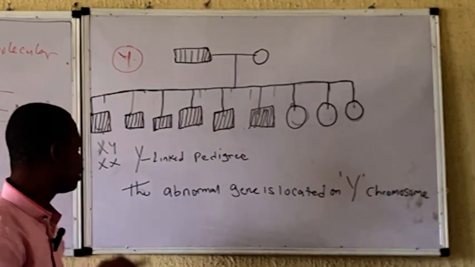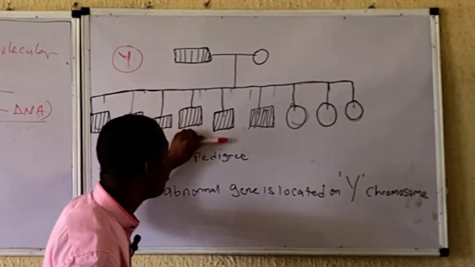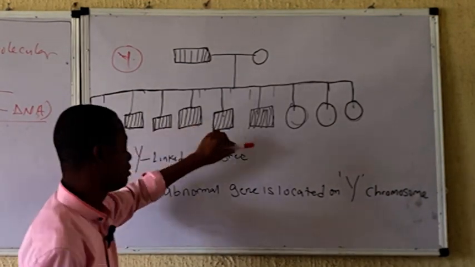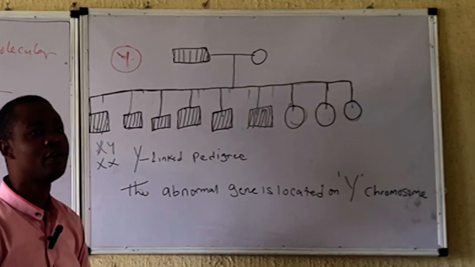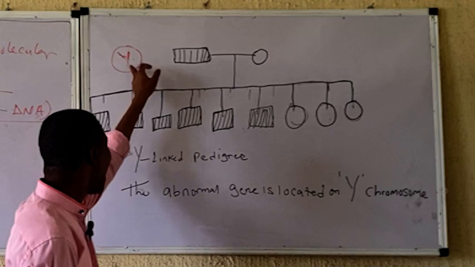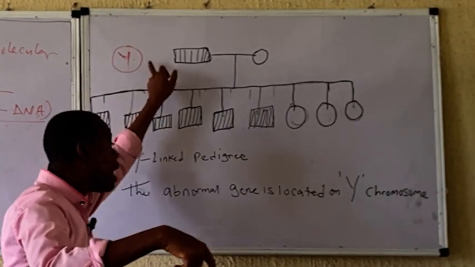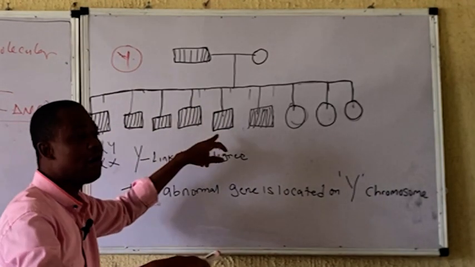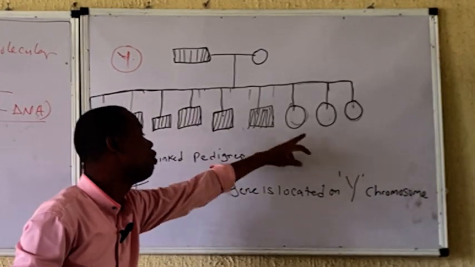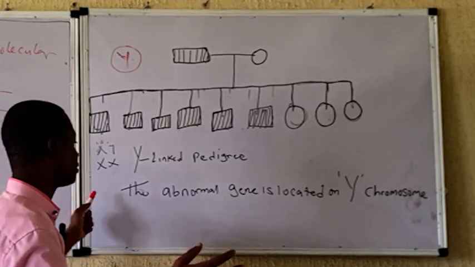And another thing to note about Y-linked pedigrees is that all the male sons are affected. All of them are affected. Why is it all of them that are affected? Because all of them will definitely receive the Y chromosome from their dad, and the abnormal gene is on the Y chromosome. So that's another thing. It's not only affecting the father to son, but all of them are affected, and none of the female individuals are affected.